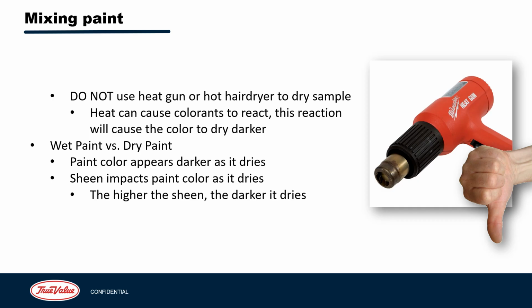Also remember, when paint is wet, it's going to be lighter than it is when it dries. Paint gets darker as it dries. Now, sheen can also change that. So the higher the sheen, the darker it's going to dry. So there is more color variation between wet paint and dry paint with a shinier paint.